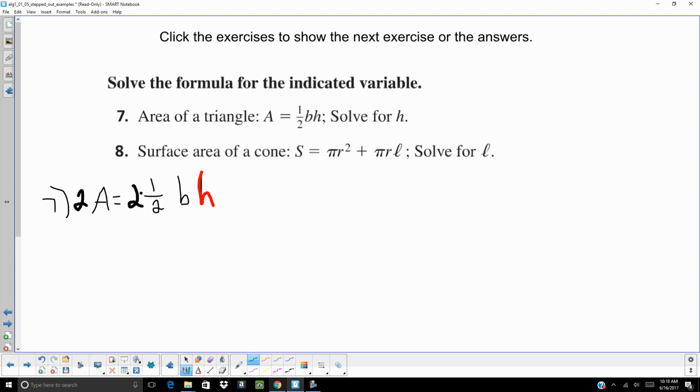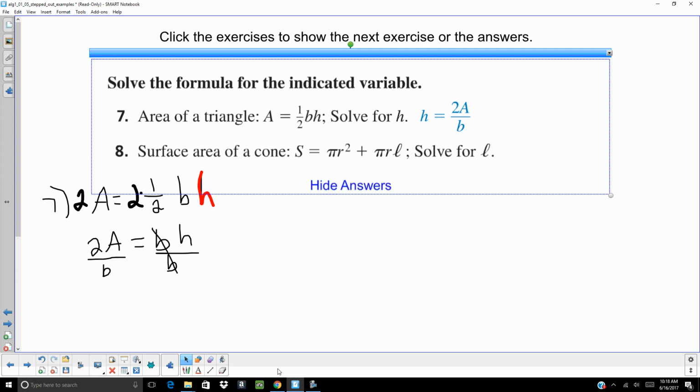And when I do that, I'm going to be left with 2A equals B times H, which you want to then divide by B. And those B's are going to cancel, and you're going to get your height is 2A over B.